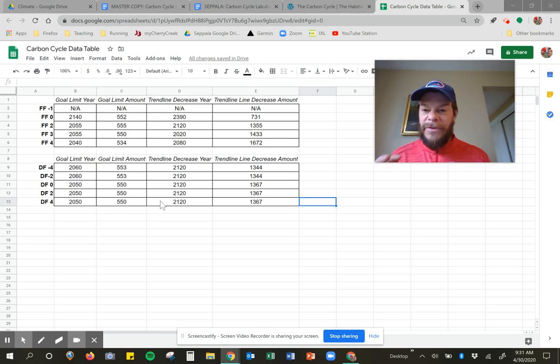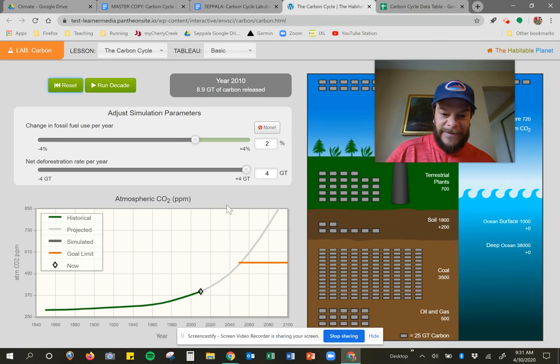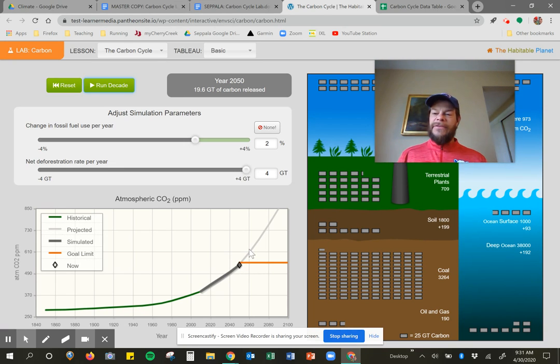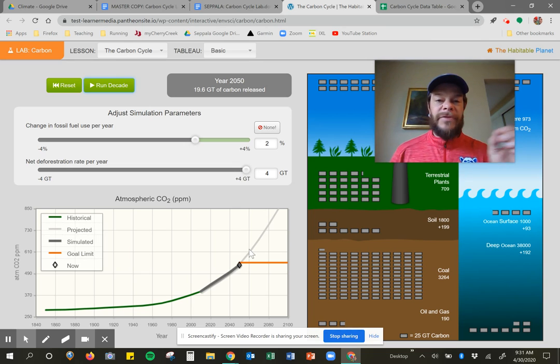Now, the actual numbers are really tricky to get, okay? They are kind of hard to see because you've got this light gray line, the orange goal limit line, the black projected line, and they all kind of meet up. So the specific numbers are not what I'm really looking for. What I'm really looking for are the trends.